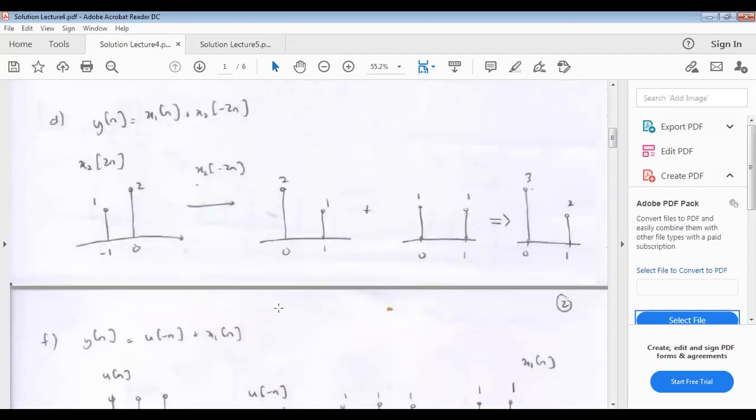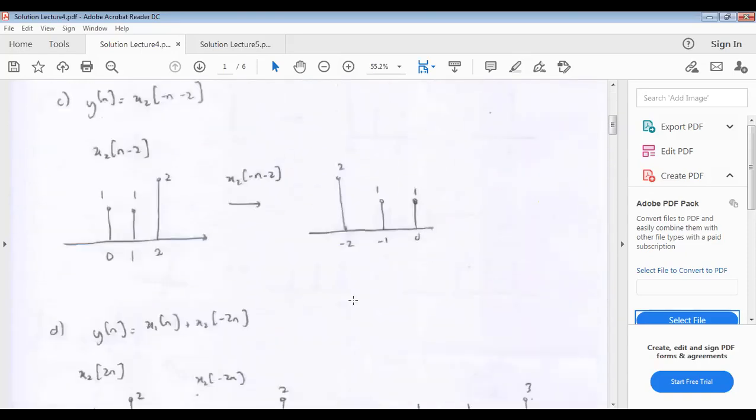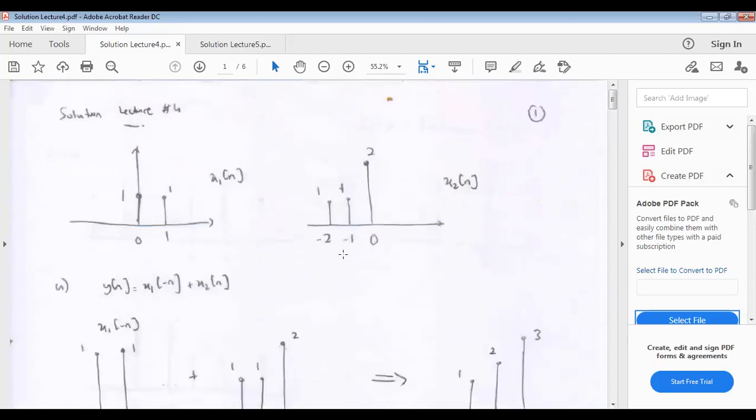Sir, I didn't understand why we need to ignore the value. Okay, I repeat again. This is the case of x2[n]. So when we have x2[2n], a scaling of time, we need to divide the n by 2. So we get 0 divided by 2, which is 0, negative 1 divided by 2 will be negative half, and negative 2 divided by 2 will be negative 1. So we are now having n at 0, negative half, and negative 1.